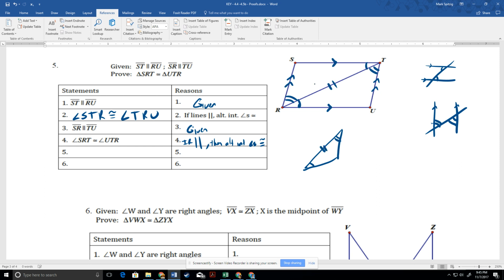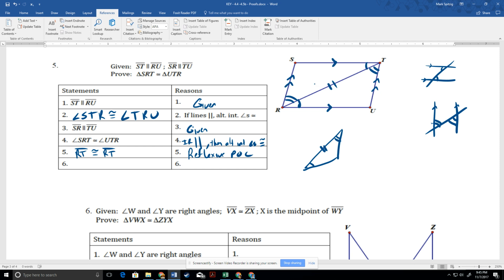So if I mark that side reflexive, that side is RT. I would say RT is going to be congruent to itself. It's part of both triangles, that segment RT. So that is going to be the reflexive property of congruence.